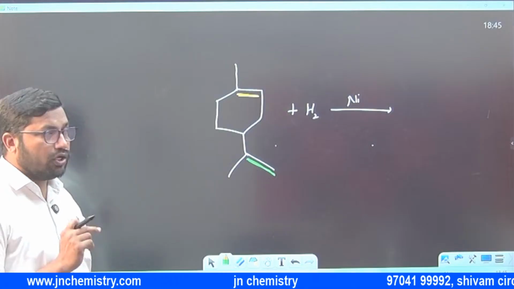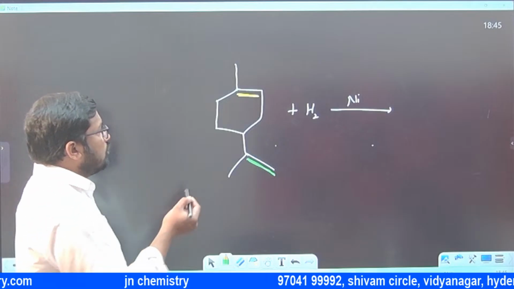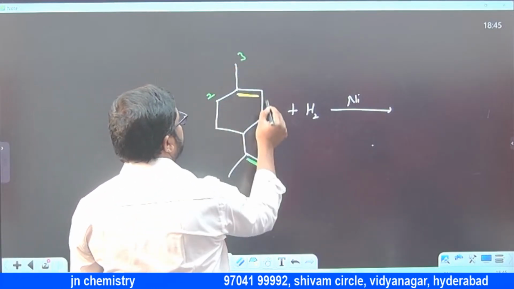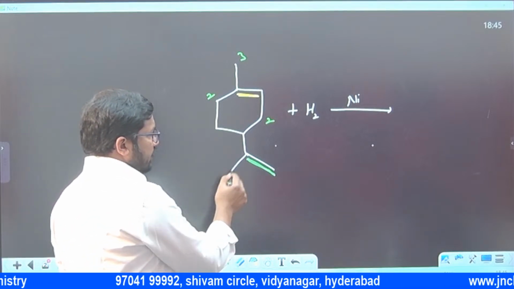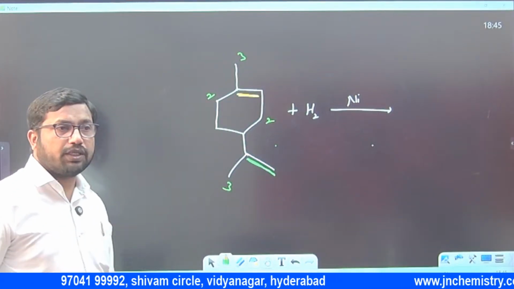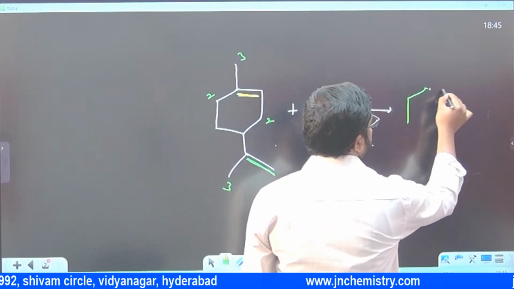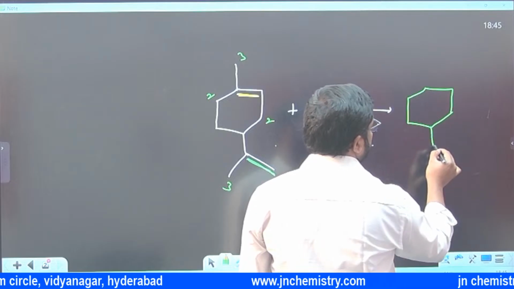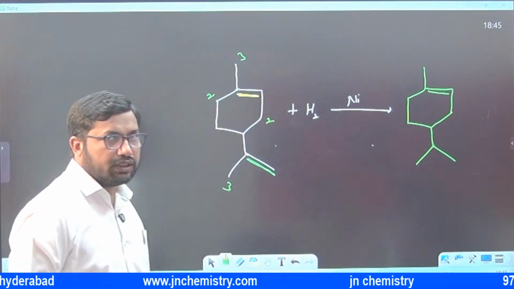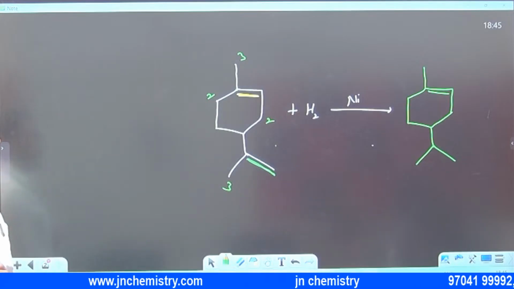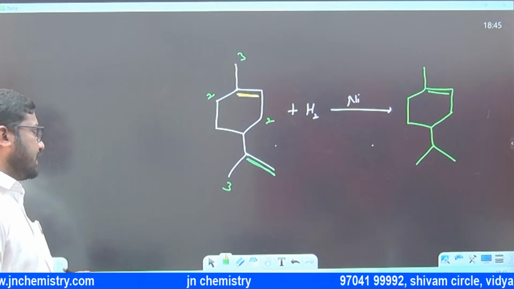Yellow one. Yellow one is more stable because more substituted, more number of alpha hydrogens. How many alpha hydrogens? 2, 3, 2. Total 7. But in this case, only 3, 1, 4. Right? More stable means less reactive, of course. So this is the product which we will get. So this double bond, 1 mole of hydrogen if you are using, this is the way which we need to do. Okay? Write it down. More stable alkene is less reactive.